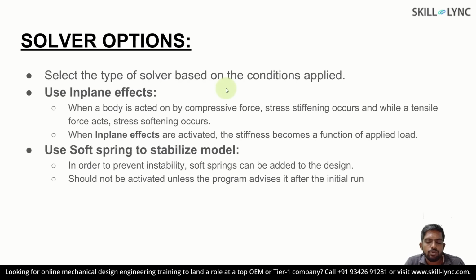In case you want to switch this effect on or off, that is, if you want your solver to check for the stiffness depending upon how the cross section of the model has changed, you can choose this option. Finally, we have the soft spring option. This comes into play when you don't have a proper boundary condition or constraint to fix the geometry in that environment. You can use this option only when SolidWorks prompts you to do so.